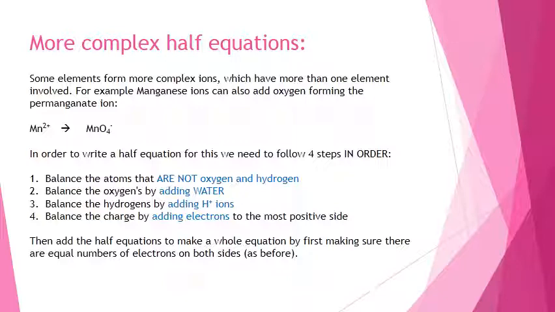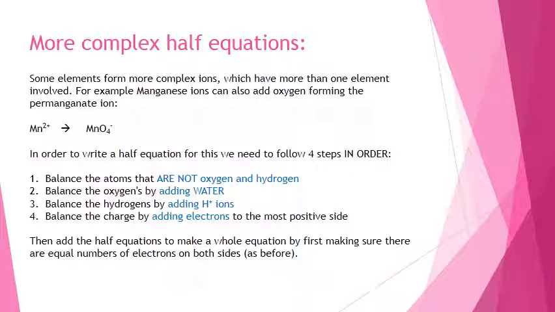So in order to write a half equation for this, we need to follow 4 steps in order. The first step is you have to balance the atoms that are not oxygen and hydrogen. The second step is you have to balance the oxygens, this time by adding water. The third step, you have to balance the hydrogens by adding the proton ions. And the fourth step is you balance the charge by adding electrons, finally, to the most positive side.